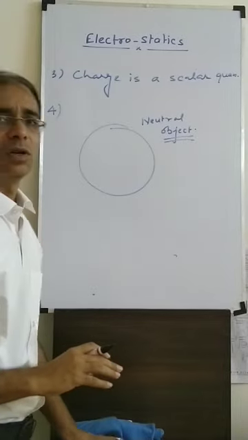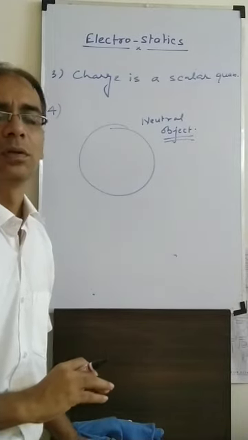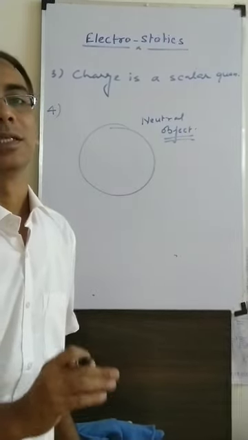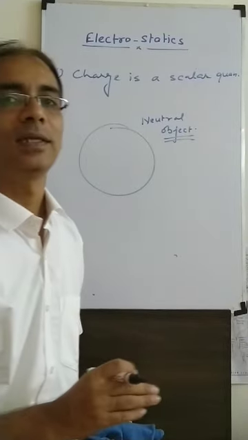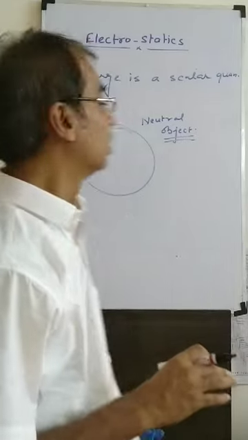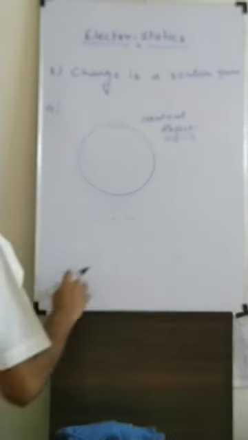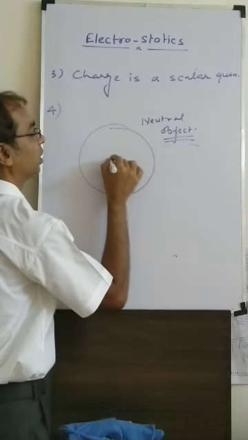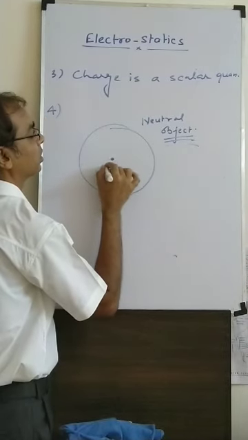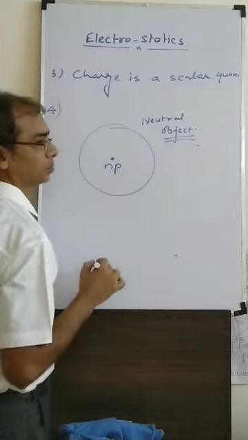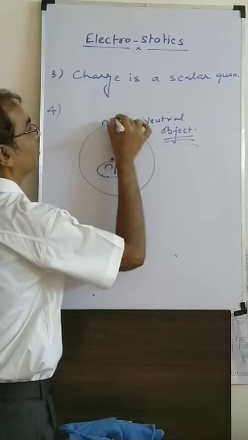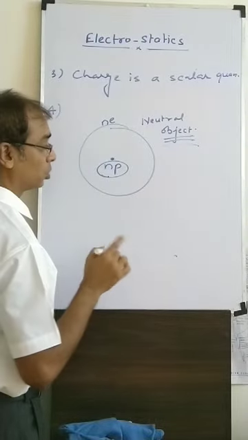Does it mean that it is not having electrons and protons also? No. Because we know that every particle is made from these basic particles, electrons as well as protons. So this is also having electrons and protons, but still it is neutral. What does that mean? It means the number of protons in this one, suppose there are n protons, is equal to n electrons in this one.